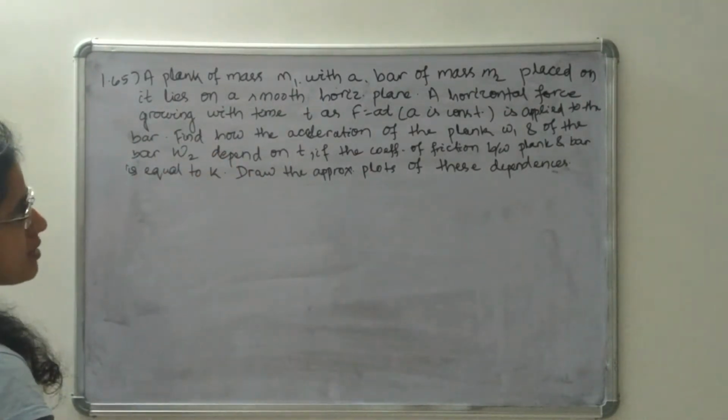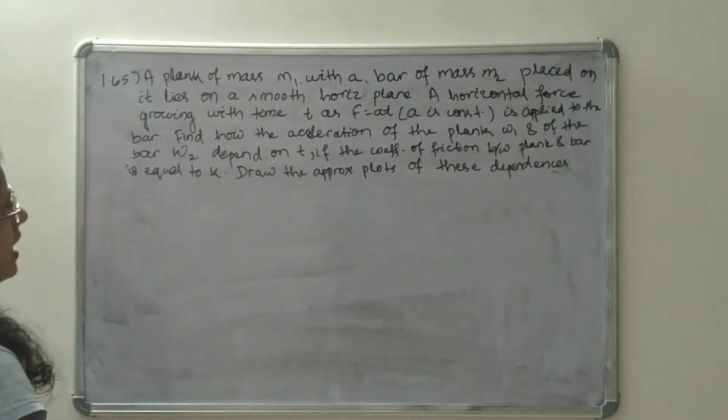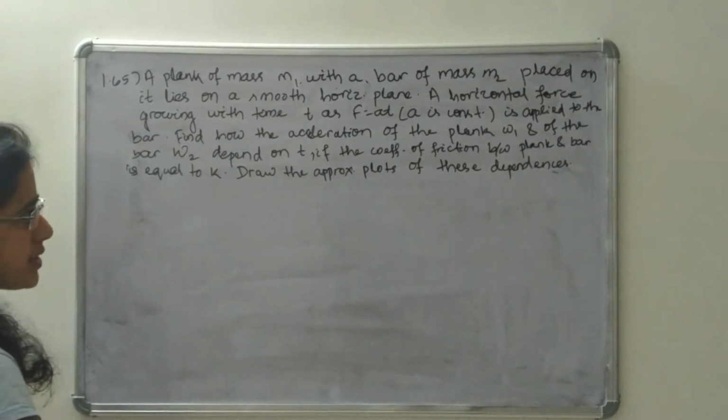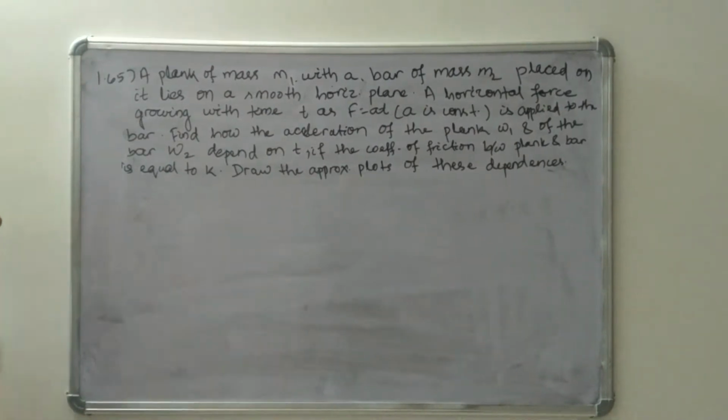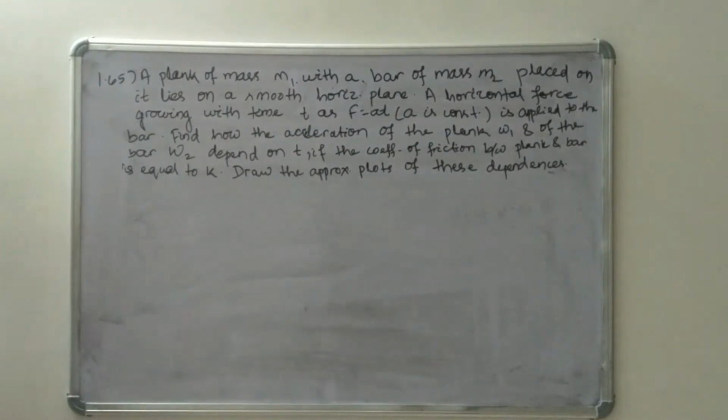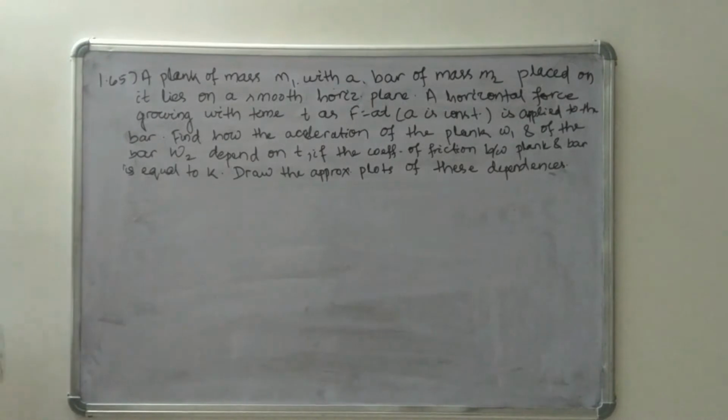A plank of mass m1 with a bar of mass m2 placed on it lies on a smooth horizontal plane. A horizontal force growing with time t as F = At, where A is a constant, is applied to the bar. Find how the acceleration of the plank W1 and of the bar W2 depend on t. If the coefficient of friction between plank and bar is equal to K, draw the approximate plots of these dependencies.